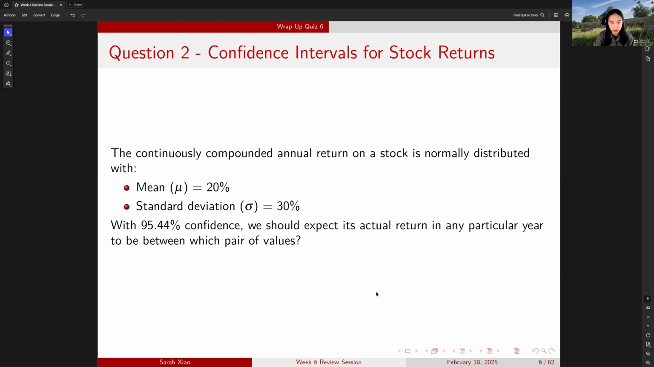All right, moving to the second question. We are asked to calculate the confidence intervals for standard deviation. So the information given is the mean and the standard deviation of a stock, which is normally distributed. And we are asked to calculate the 95.44% confidence interval.